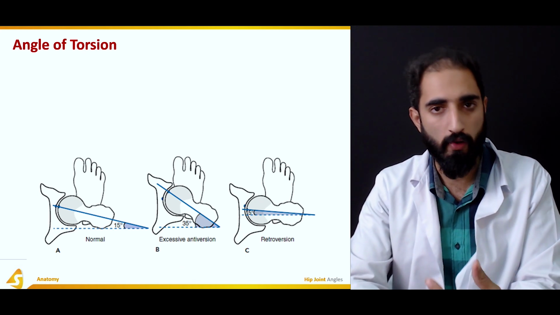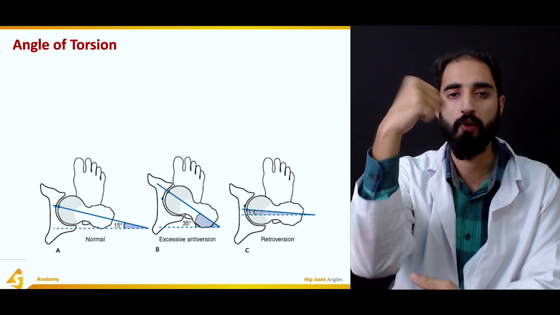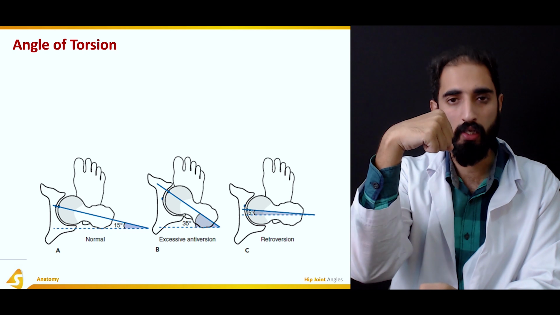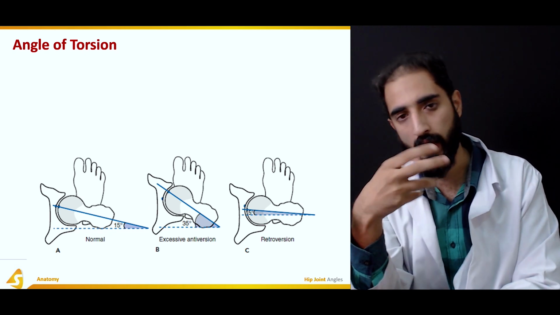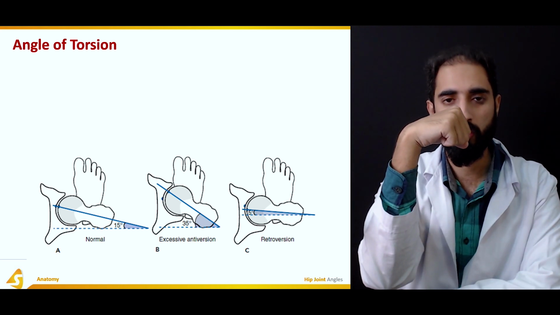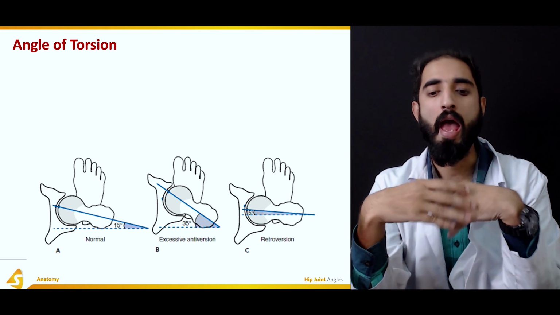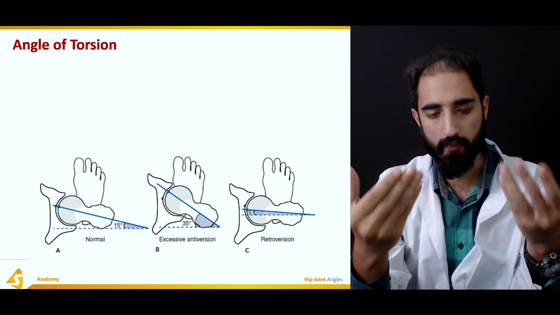Now, the last but not the least is the angle of torsion. And why is it important? Because I already mentioned that the head of the femur is oriented medially, superiorly, and anteriorly. So for this anterior orientation, we need an angle of torsion. The femoral head is not like this, it is actually like this. So it means it is anteverted. It is anteverted in a normal hip joint.